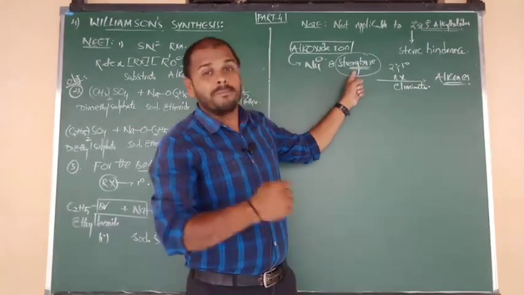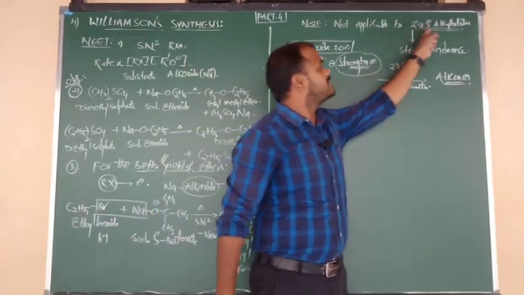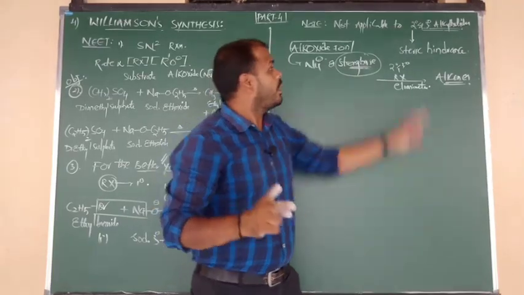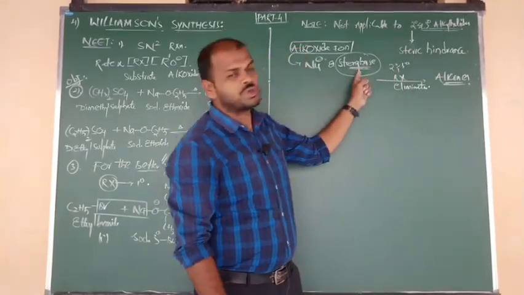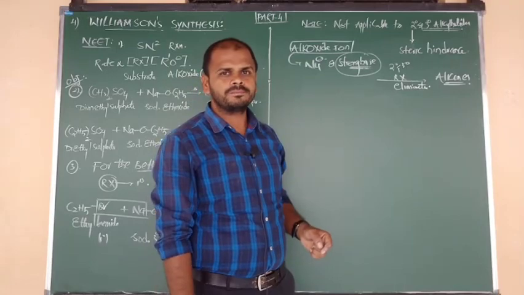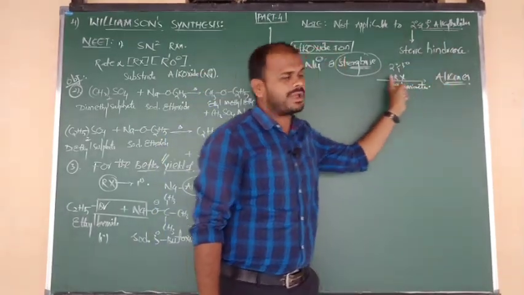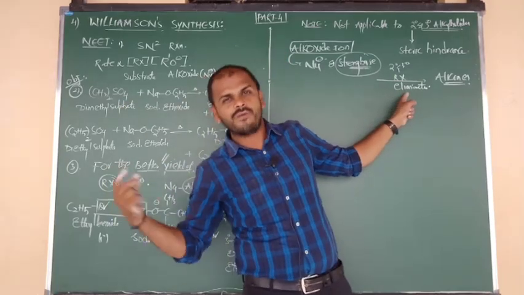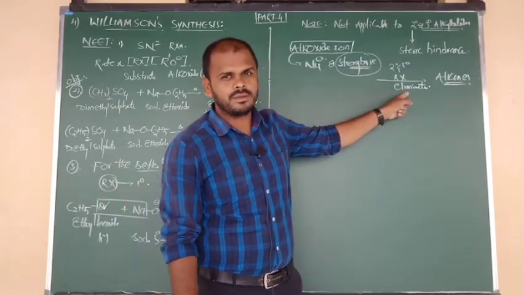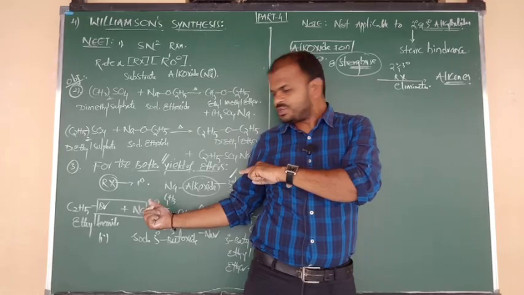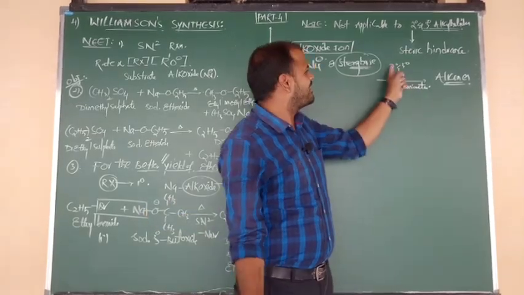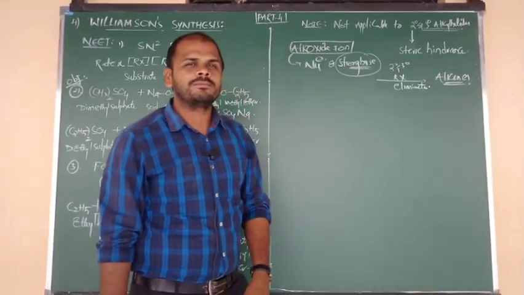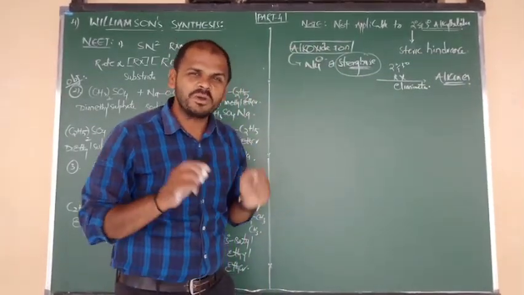Due to its strong basic nature, automatically secondary and tertiary alkyl halides, two factors have to be considered: steric hindrance and the strong basic nature of the alkoxide ion. Secondary and tertiary alkyl halides easily undergo elimination instead of nucleophilic substitution. If they underwent nucleophilic substitution, they would give the ether. But here they undergo what? Elimination. So the expected product is what? Alkene. I hope you understand.